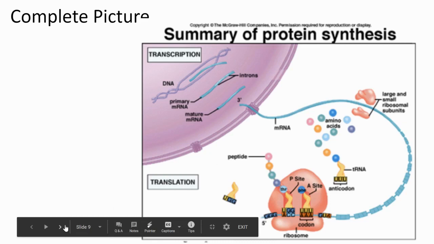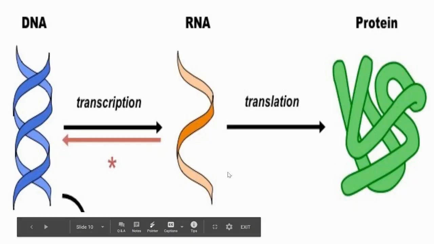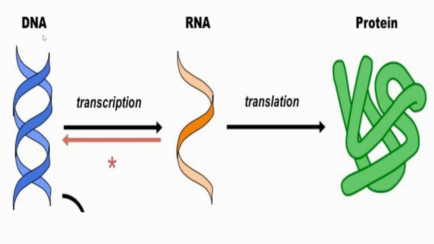And then a different picture, same thing, different picture. DNA gives the message to mRNA. This is called transcription. mRNA goes to the ribosomes and we create proteins. This is called translation.